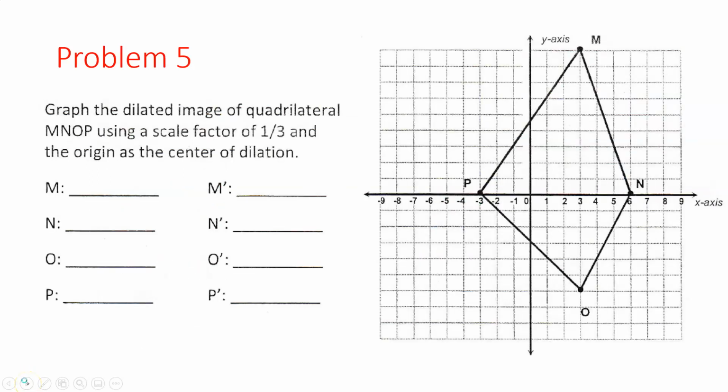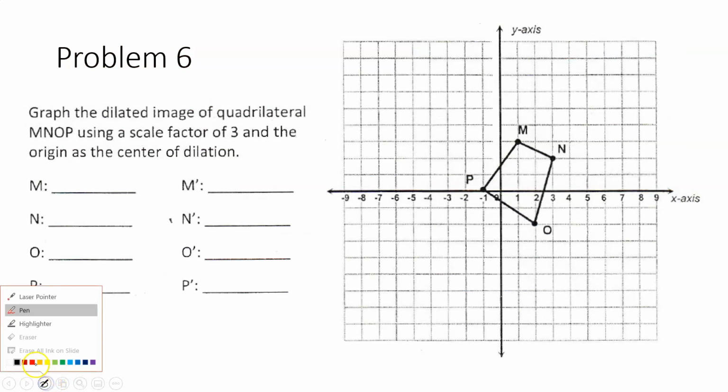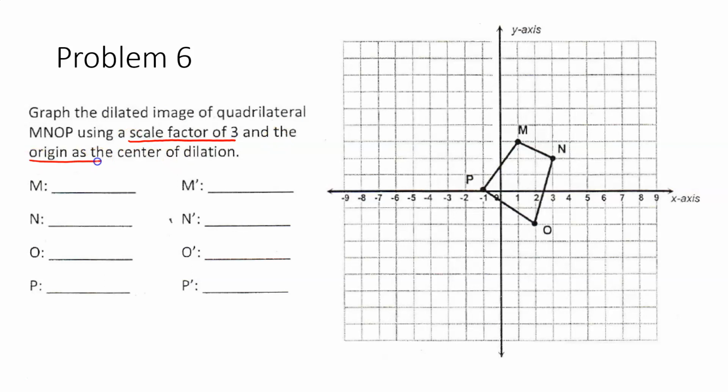All right, problem number 5 that was done together in class today. Problem number 6. It says, graph the dilated image of quadrilateral MNOP using a scale factor of 3 and the origin as the center of that dilation. So remember, when we are using the origin as the center of the dilation, the origin is 0, 0, the center of your graph.